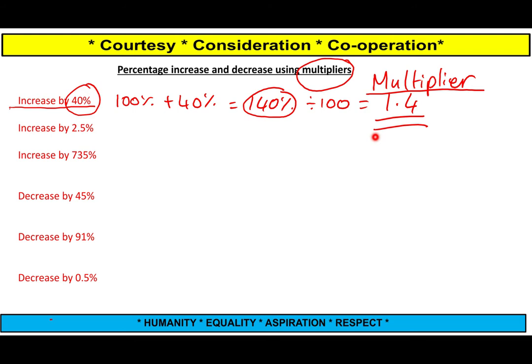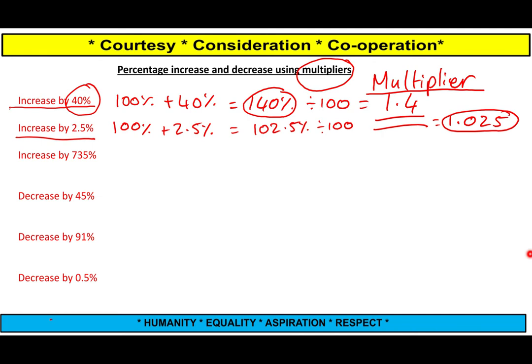Okay, so if something's increased by 2.5%, all I do is 100% plus 2.5%, which will give me 102.5%. Change it to a decimal, divide it by 100, which will give me 1.025. And that will be my multiplier if I want to increase something by 2.5%.